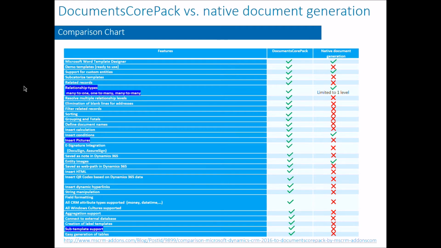You can see that there's a lot of differences there, but a couple of things I've highlighted. One of the major things is the relationship types, supporting many-to-one, one-to-many, and many-to-many. For us, we can do multiple levels. In the native document generation, you're limited to one level.